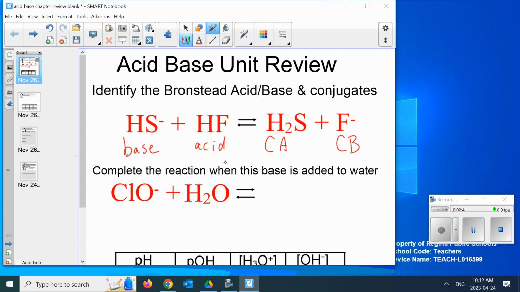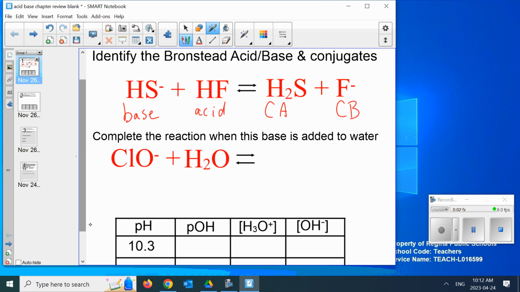Okay. Also, then something like this. We need to know these. Quick reaction, when this base, and I tell you it's a base, is added to water. So it's going to do the job of a base, water. What is it going to do? And I'll give you a second. Tell me. Which is going to act? The water has to act as an acid. I didn't ask you to label it, but let's do this. It has to be the acid because this has to be the base.